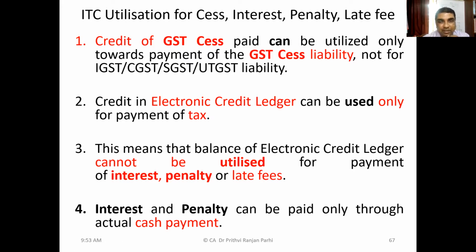Yes. Now, the credit in the electronic credit ledger can be used only for payment of tax, meaning it cannot be utilized for payment of interest, penalty, late fee, etc. Interest and penalty can be paid only through cash payment. That means by using your cash ledger only, you will be able to discharge the liability of interest and penalty. Credit is available only for payment of tax, not for payment of penalty, interest, etc.